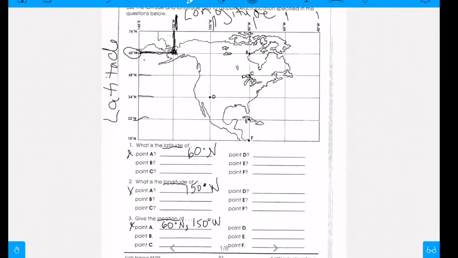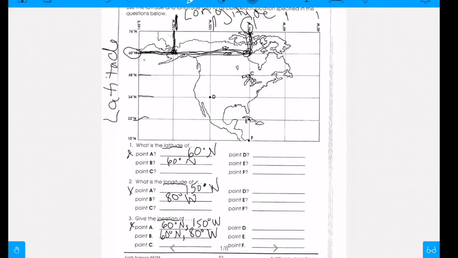We are going to switch to looking at B. So B is right here. When I'm looking for the latitude, it's actually on the same line of latitude, just a little further down the road. So I will once again write 60 degrees north because it's still on the 60 north line. My longitude is different. So for my longitude, it goes up to this line. So my longitude is 80 degrees west, right here. And again, number 3, I'm just putting the two together. I'm writing the coordinates. So I write 60 degrees north, comma, 80 degrees west.